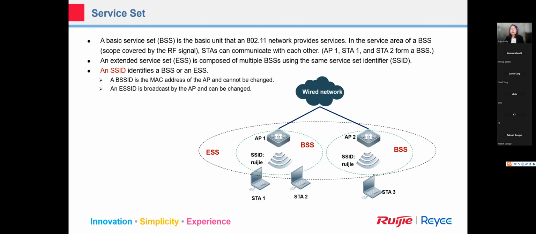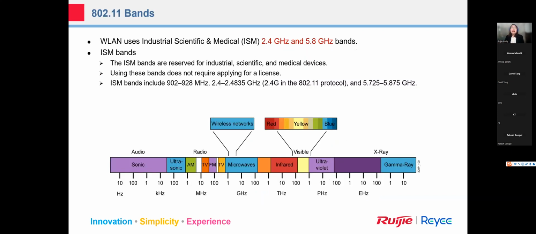And this ESS name can be changed. We can use some commands to change the ESS name. But the BSSID is different. It cannot be changed and is fixed by the MAC address. And the next part is about 802.11.